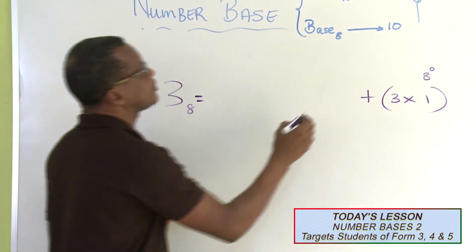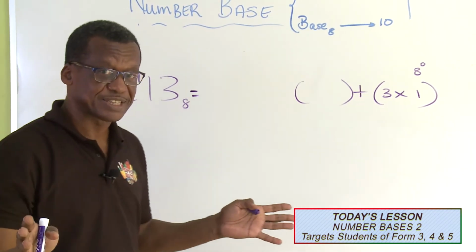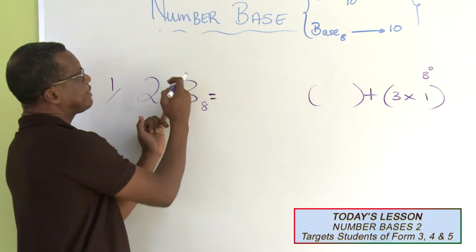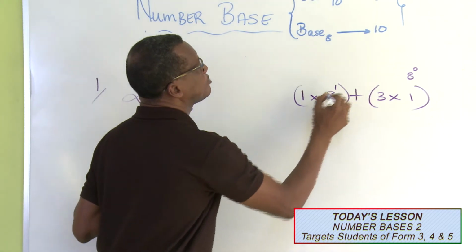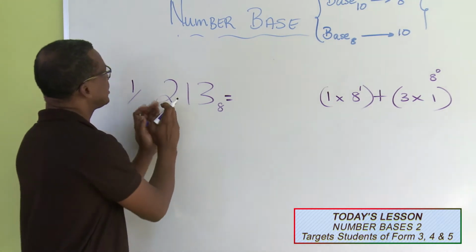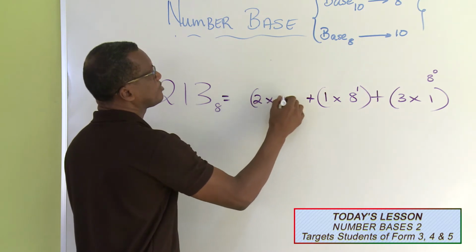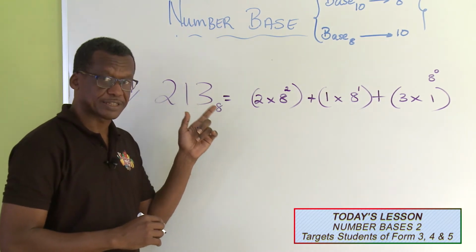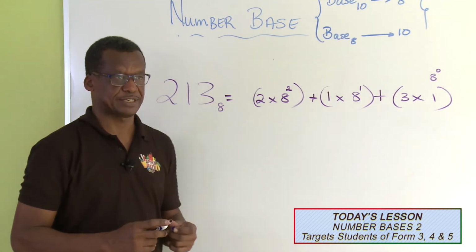For the 1, what do you think it would be? Would it be tens? No, we're not in base 10. We're in base 8. So the first position to the left of the 3 would be 8s. 1 multiplied by 8 to the power of 1 because we're working in base 8. And the third position, counting from the right, the 2 will be 2 multiplied by 8 to the power of 2, because this number is not 213. This number is 213 base 8.